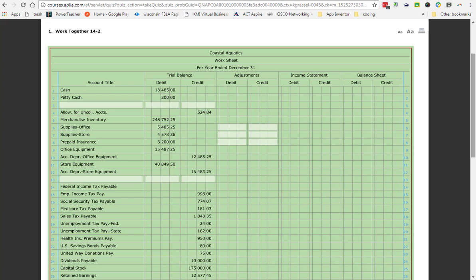So, the whole purpose of a trial balance is to get your debits and credits to equal. If your debits and credits don't equal, stop and don't do anything else.